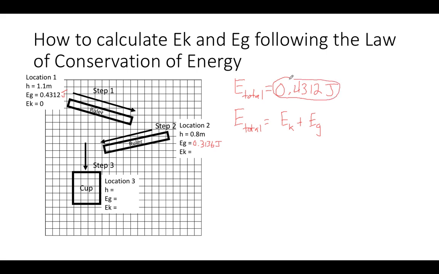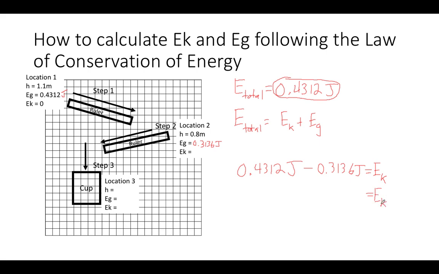that I calculated before, 0.4312 joules, and I can just subtract. This is cool. I can just subtract the gravitational potential energy I just calculated, 0.3136 joules, and I get my kinetic energy. Alright, so let's do that real fast.